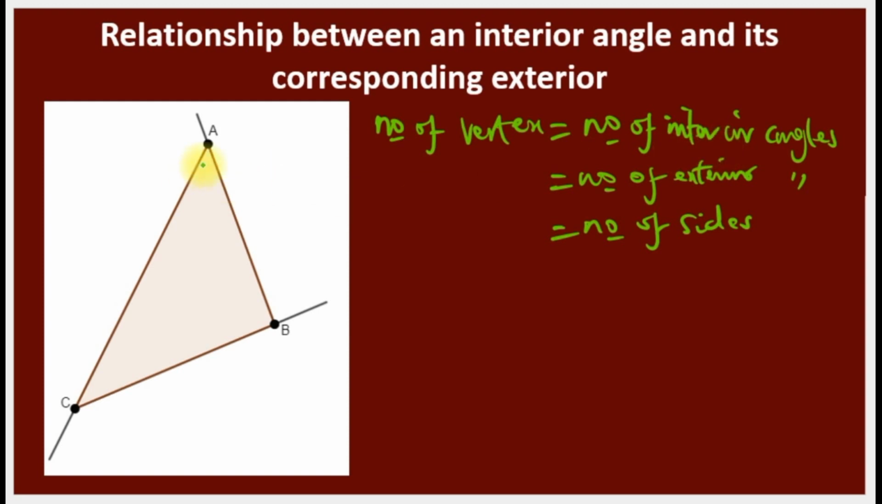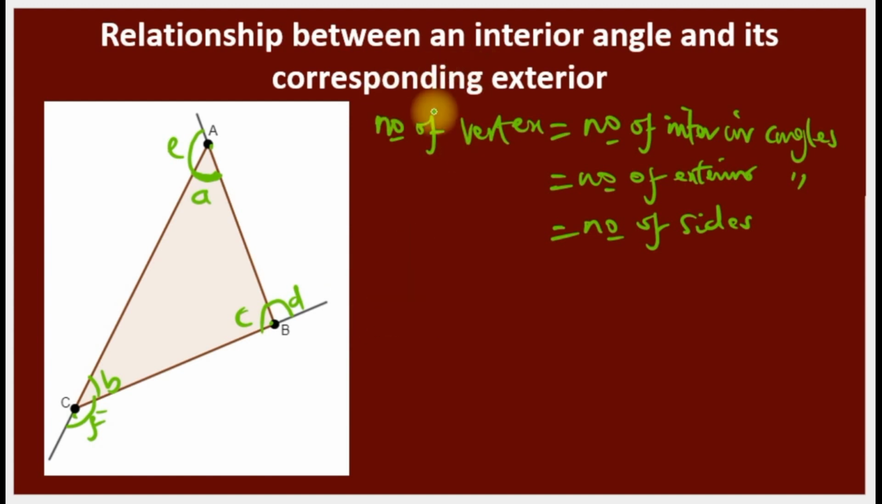sides. Like this, we have 3 vertices, 1, 2, 3, and we have 3 sides, and we still have interior angles. Look at the interior angles, maybe A, B, and C. We still have an exterior angle, which is formed if you extend one of the sides. This is the exterior to C, this is the exterior to A, and this is the exterior to B. So we have 3 exterior, 3 interior, 3 vertices, 3 sides.